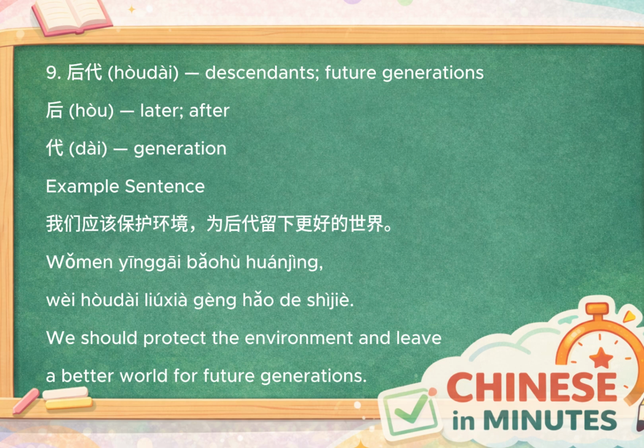For example, 我们应该保护环境，为后代留下更好的世界。We should protect the environment and leave a better world for future generations.